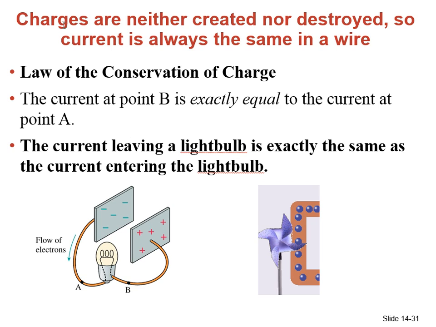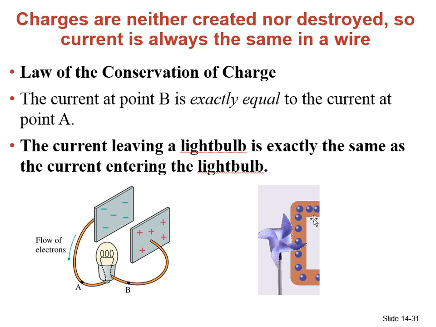So that said, charges are neither created nor destroyed. So current is always the same in a wire. If the charges are leaving here, going through the battery, going over to this plate, they will not be destroyed, even if they cause this light bulb to light up. The light bulb will light up because of those electrons' interactions with the molecules in the actual light bulb here. So the idea is the current before the light bulb is equal to the current afterwards.